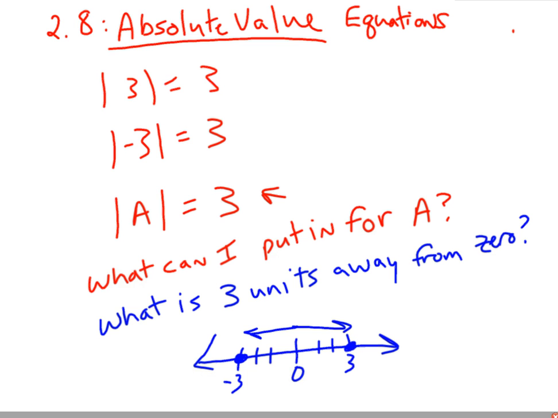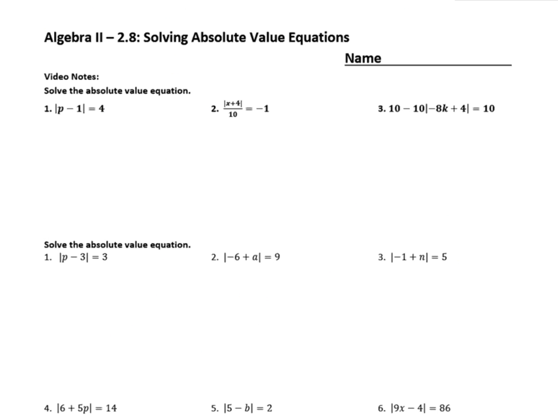Now I can, of course, shift it, and I can add and subtract things on the inside of the absolute value, just like I did with parentheses before. So it's not always going to be a distance away from 0, but when I don't have anything added or subtracted, that's going to be a distance away from 0. So let's take a look at some examples of solving these equations.